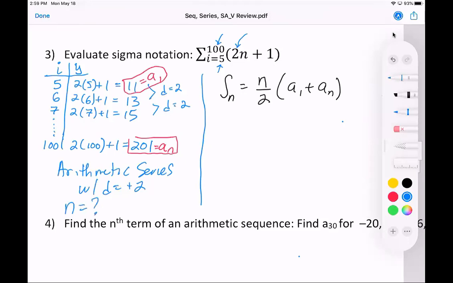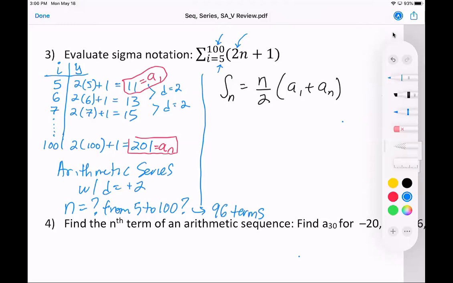The number of terms is how many terms are there from 5 to 100? How many terms is that? Well, that's a lot to count on your fingers, but if you want 1 to 100, that's 100 terms. And this is just not including 1, 2, 3, and 4. So we would have 96 terms.